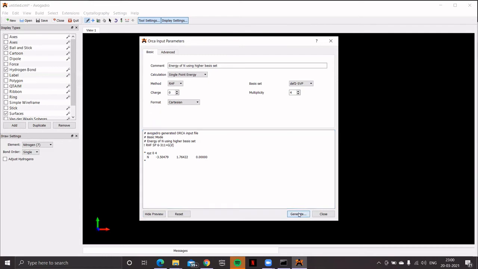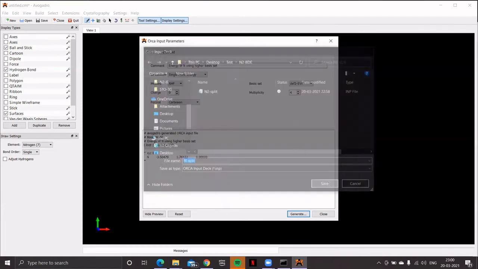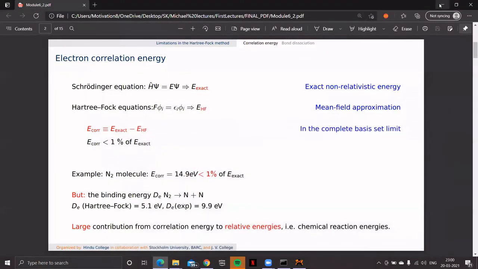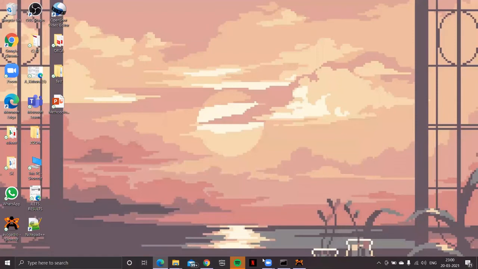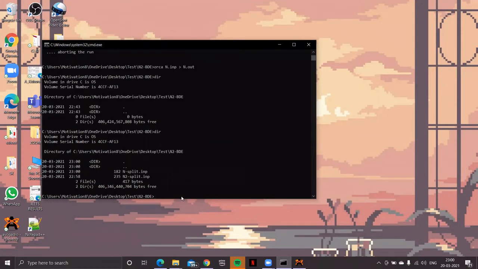And now again generate, make it nitrogen, and then let this also again split. So that is for N2 molecule. This is for nitrogen. Let's save it. Close this. And now, using the command line, let's run the job. So in this particular directory, let me check that we do have those input files. So type dir. Yes, both the input files are there in this particular directory.